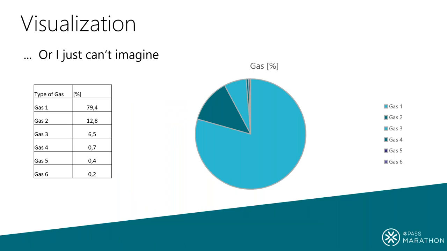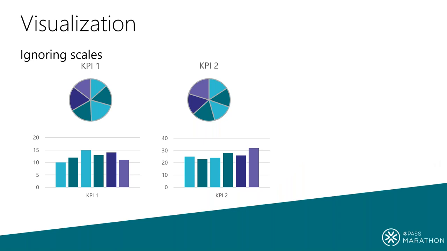Again, something I can't imagine is where you have two or three types of gas presenting 80-90% of all, and then you have three which are less than 1%. In this case, is it really good to have it depicted like this? What you can do is either remove them or show them in a different type of chart. Ignoring scales is also something that I've seen many times people forget about.